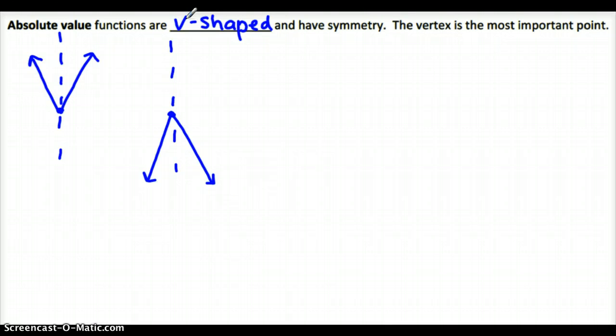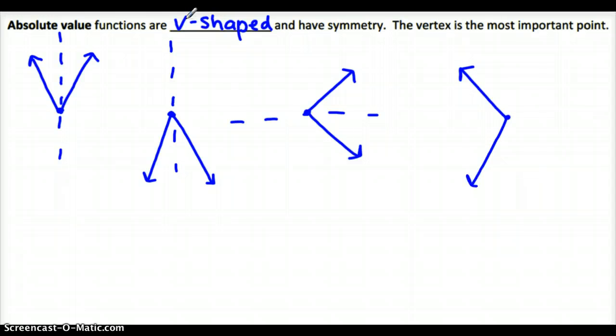It also could be opening to the right here, and now its line of symmetry is here, and then again it could open to the left. And depending on the equation, the absolute value function can be a more skinny V or a wider V. But here are just some quick examples of what the absolute value functions look like.